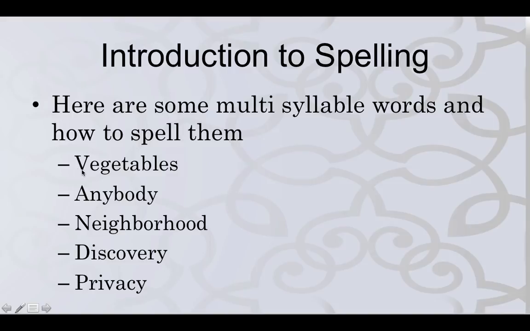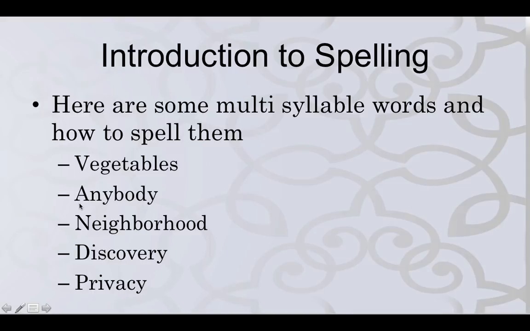You would say V is a consonant, and then E is a... Well, actually, you wouldn't go into that much detail when you're a child. You'd just say V-E, ve, G-E, je, T-A-B, tab, L-E-S, less. Ve-je, tab-less, vegetables. This word is vegetables. Okay. Moving on.